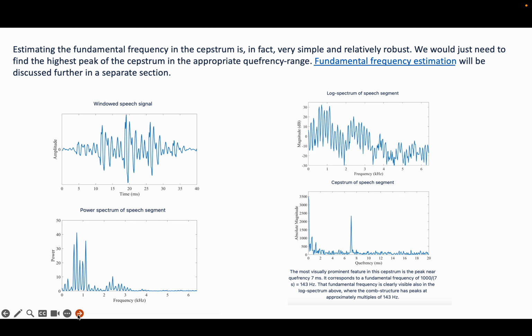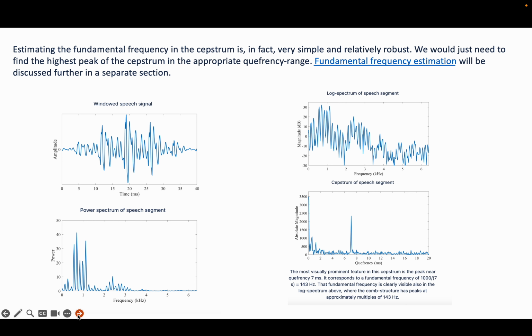So, estimating the fundamental frequency in the cepstrum. The statement is in fact very simple and relatively robust. I've done this before, and I would not say it is very simple, but it's doable. And there are some existing codes that will do this for you, including in MATLAB. MathWorks has both in Simulink and MATLAB the ability to find the cepstrum estimate and the fundamental frequency estimation. Fundamental frequency estimation is going to be discussed further in a separate section.